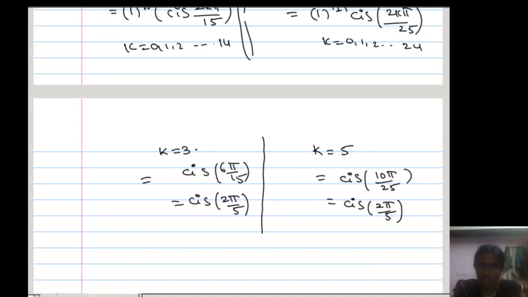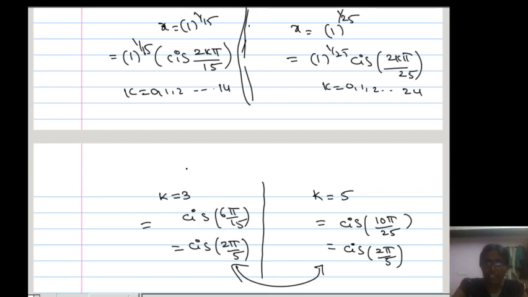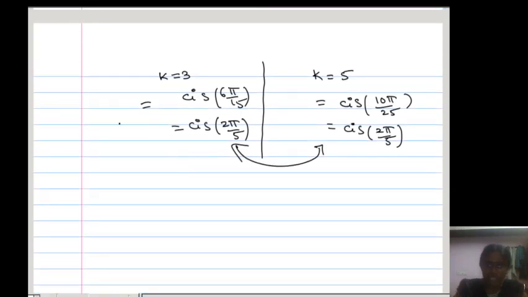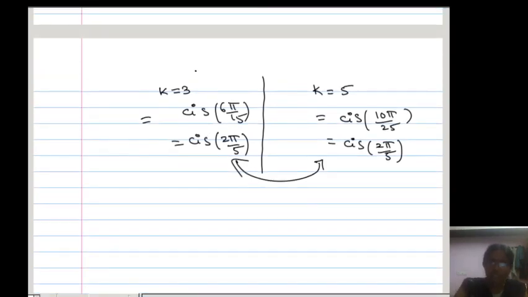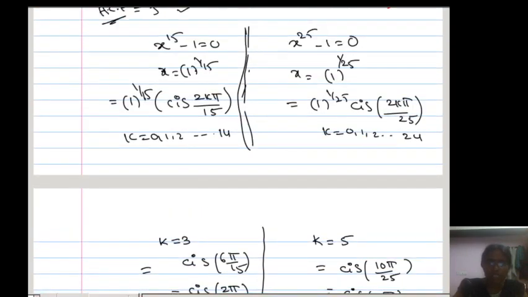Now tell me what happened. If I take k equal to 3, you got cis(2π/5). If you substitute k equal to 5 in the other, you are getting cis(2π/5). So are they common or not? Both are the same. So what do you observe? One root is common in the case of k equal to 3, and k equal to 0 also.